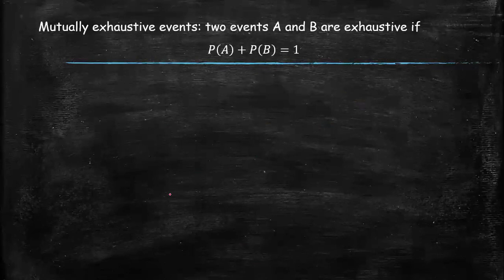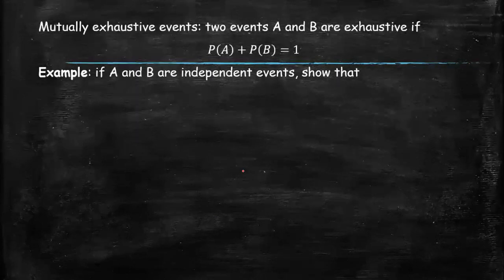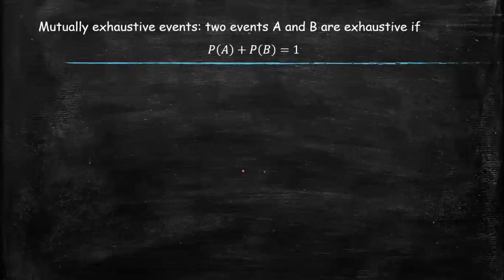Then we have mutually exhaustive events. These ones, when we add, they obey the probability rule that if we add probability of A plus probability of B, they give us 1. That happens for mutually exhaustive events. I think for today, let us stop here. We shall meet again to do some examples of what we have discussed.